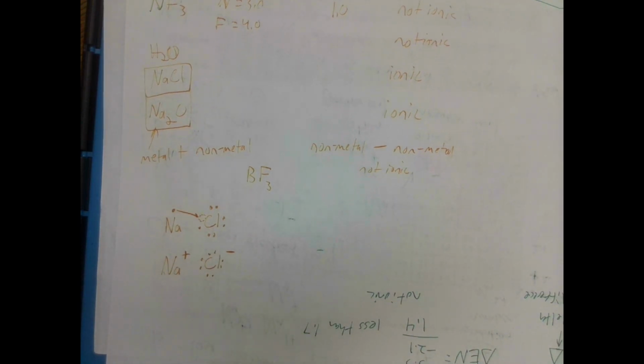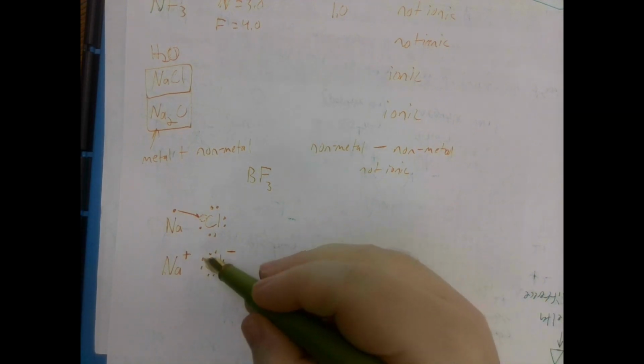Negative and positive charges, and Tamara, keep your mask on and your eyes open. Positive and negative charges attract. Brent, stop it.